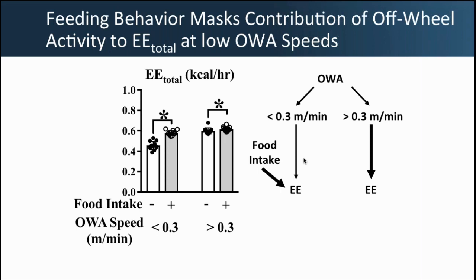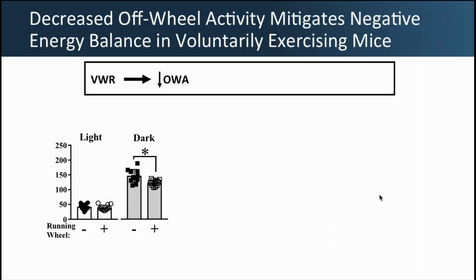By contrast, when mice are traveling at a higher rate of speed around their cage, it does appear that the movement around the cage is the primary contributor to energy expenditure. At least that food intake is not. And so we take this to be the true contribution of off-wheel activity to energy expenditure. So then we wanted to take that data, now that we've shown an independent contribution of off-wheel activity to energy expenditure, and see what effect the drop in off-wheel activity that we observed has on energy balance.